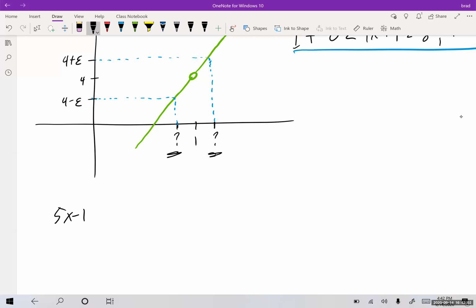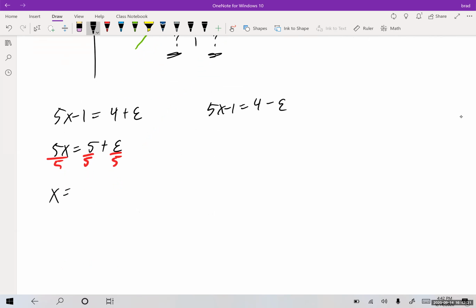So we do 5x minus 1 equals 4 plus epsilon, and 5x minus 1 equals 4 minus epsilon. Okay, so once again, I'm going to solve, and I get 5x equals 5 plus epsilon. I'm going to divide by 5. And this would give me x equals 1 plus epsilon over 5. This one would be 5x equals 5 minus epsilon. Divide by 5. So this would be x equals 1 minus epsilon over 5.